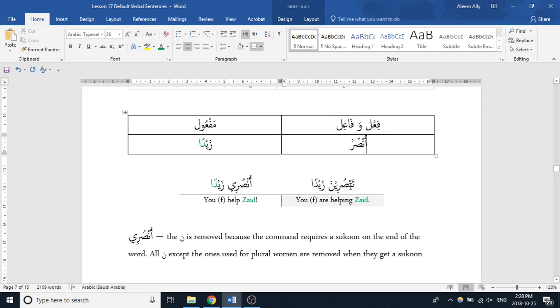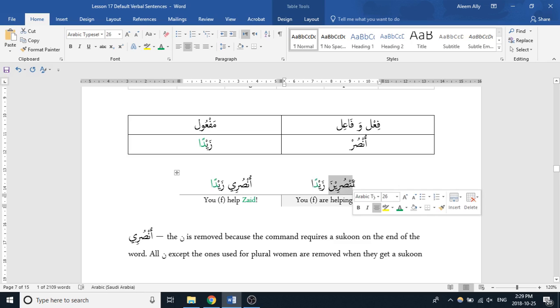So let's take a look at some more examples. Tansurina zaydan. That means you are helping Zaid. So the verb here is tansurina, which is you, feminine, second person. So you are helping. And then Zaid, we know, is the person receiving the help because he's in a state of nasb. So you are helping Zaid. If I want to turn this into a command, it would be unsurina, that's what we'd usually think it to be. It'd be unsurina, but the noon actually gets chopped off.